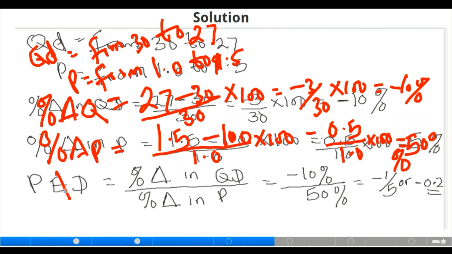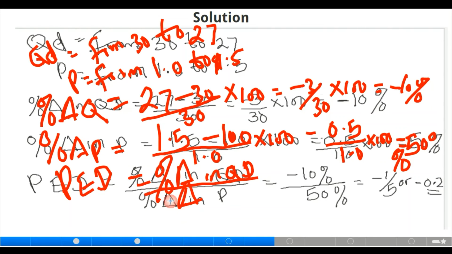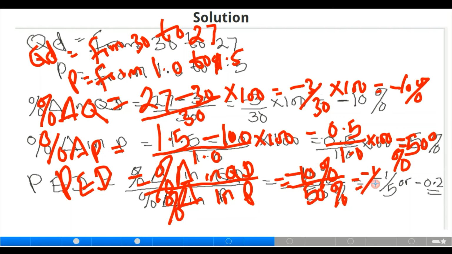Now, for us to get our price elasticity of demand, we have the percentage change in quantity demanded divided by percentage change in price, which is minus 10% divided by 50%, which is minus 1/5 or 0.2. That's our final answer.